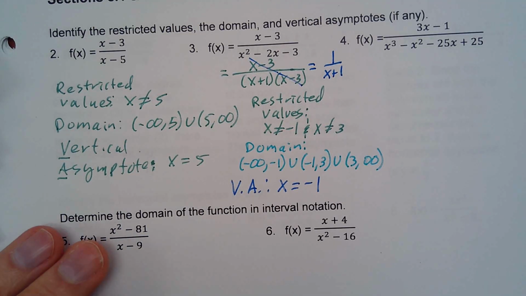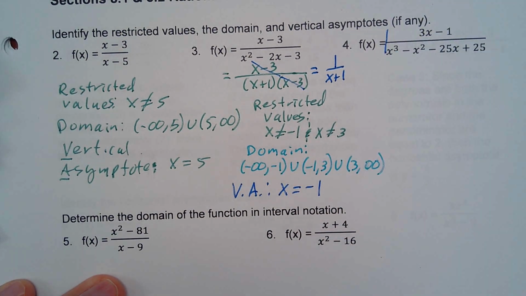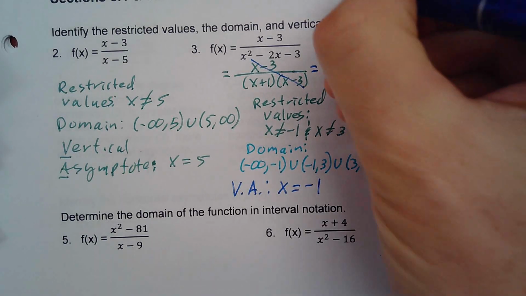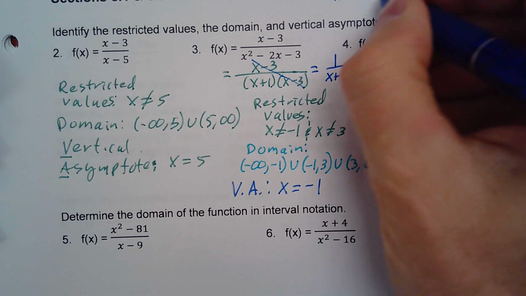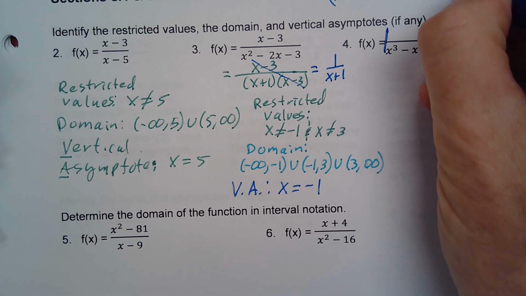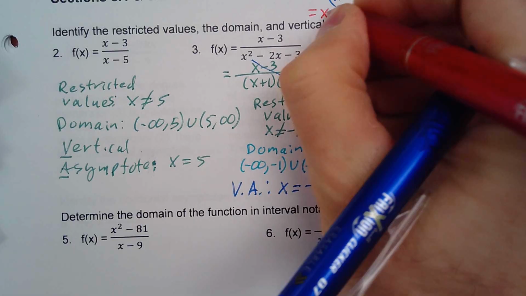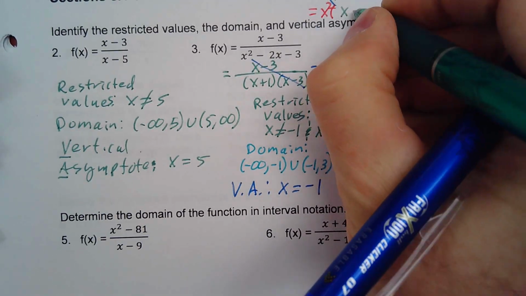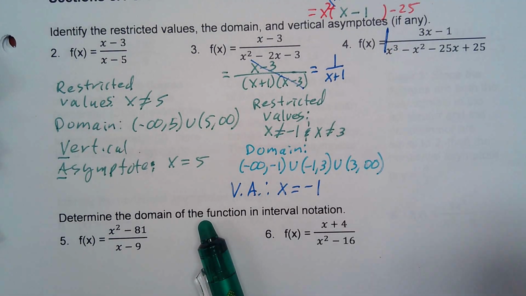All right, let's try this next one. Here we've got to do some factoring. Looks like I need a little space here, so let me just mark it. And let's go ahead and factor this. I'm going to group the first two terms together and the last two terms together. The first two terms have a common factor of x squared. The last two terms have a common factor of 25, but I'm going to factor out negative 25.